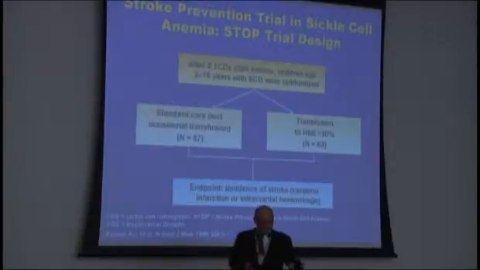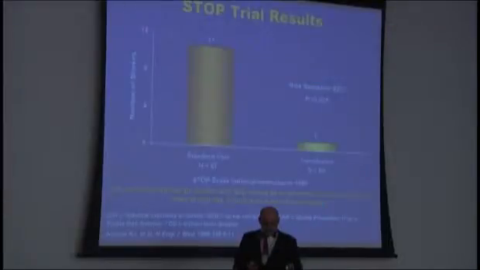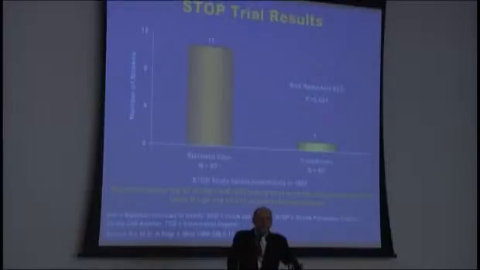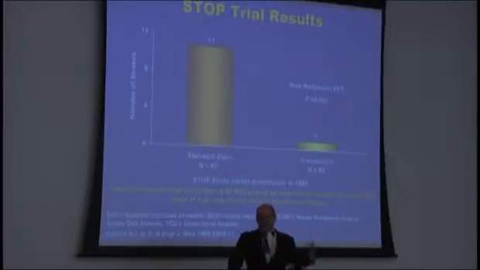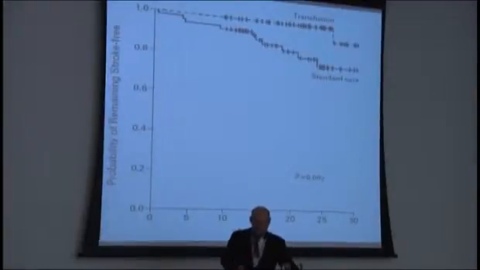And we randomized 67 in standard care, 63 in transfusion. And the study was halted when there was one stroke in the transfusion group, one minor stroke, and 11 strokes in the standard care arm. And so the Data Safety Monitoring Committee, which is set up to look at the data, said you must halt the trial and offer transfusion to all the patients. And when we did that, and here's the Kaplan-Meier, it's quite significant statistically.